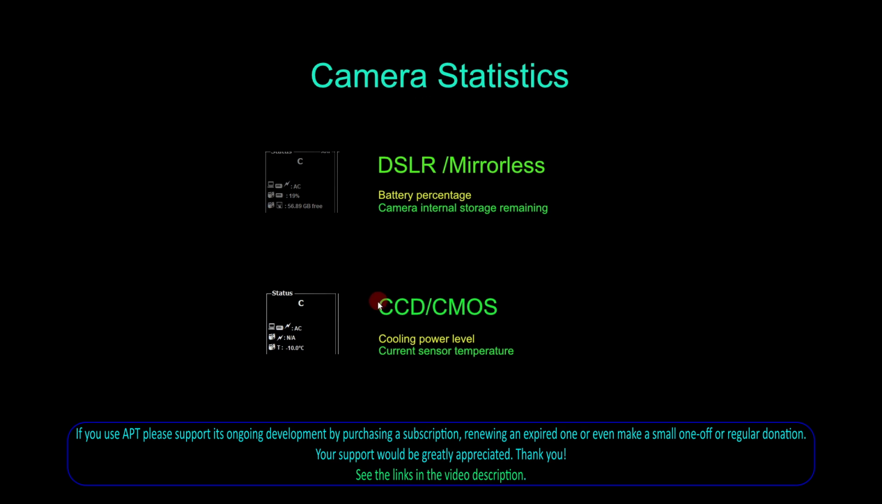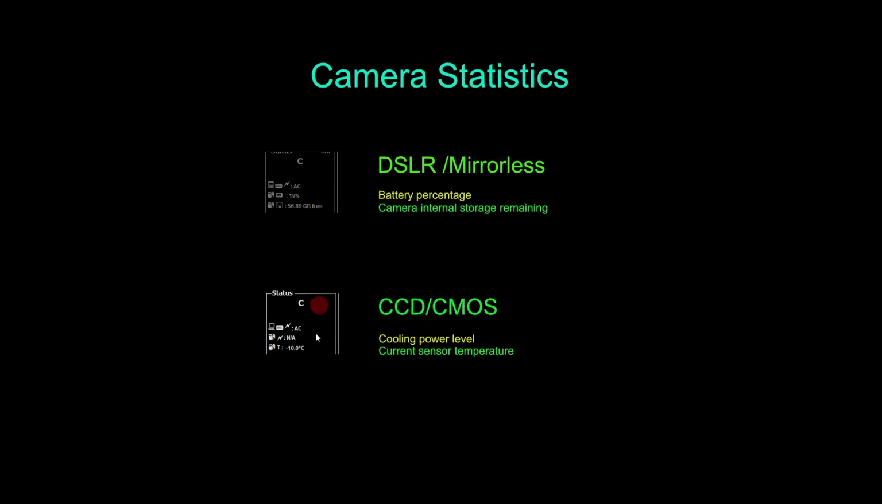Now if you've got a CCD or CMOS camera connected, it's slightly different. Instead of the battery percentage, you get the power percentage for the cooling. I've got NA here because I'm running the simulated camera, which of course has no power. But if you're running a cooled camera, it will show the percentage of power you're using to get down to your current temperature. And of course then there is the current sensor temperature, and that should be pretty static once you have your cooling on. So that's basically the camera statistics that you get shown there.